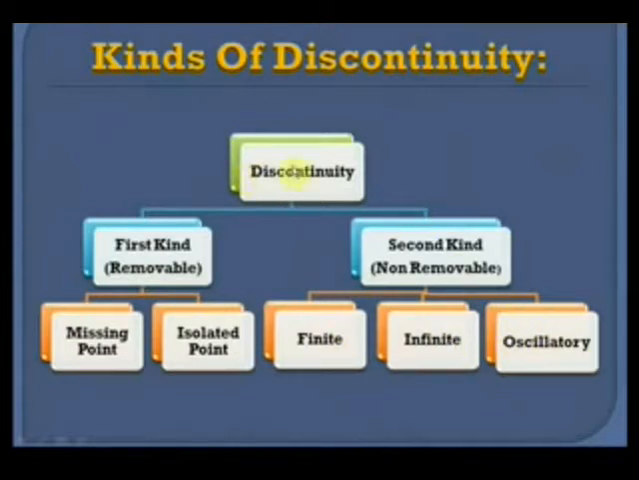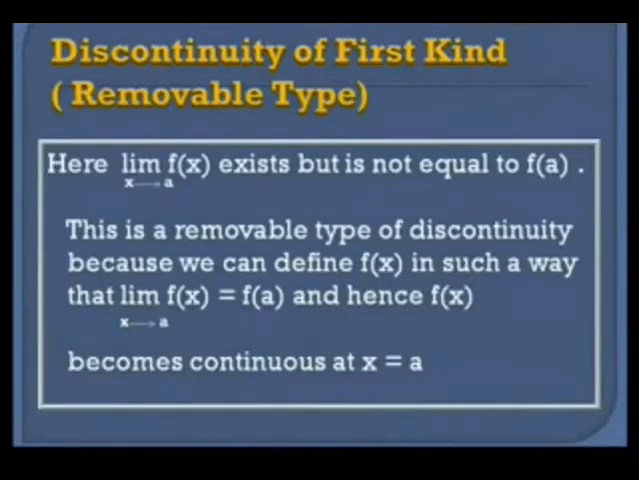So the discontinuities can be divided into two parts, the removable and the non-removable. Further, the removable can be divided into two categories, the missing point and the isolated point. The second kind, the non-removable, can be of three types, finite, infinite and oscillatory. So let's try to understand these discontinuities one by one.